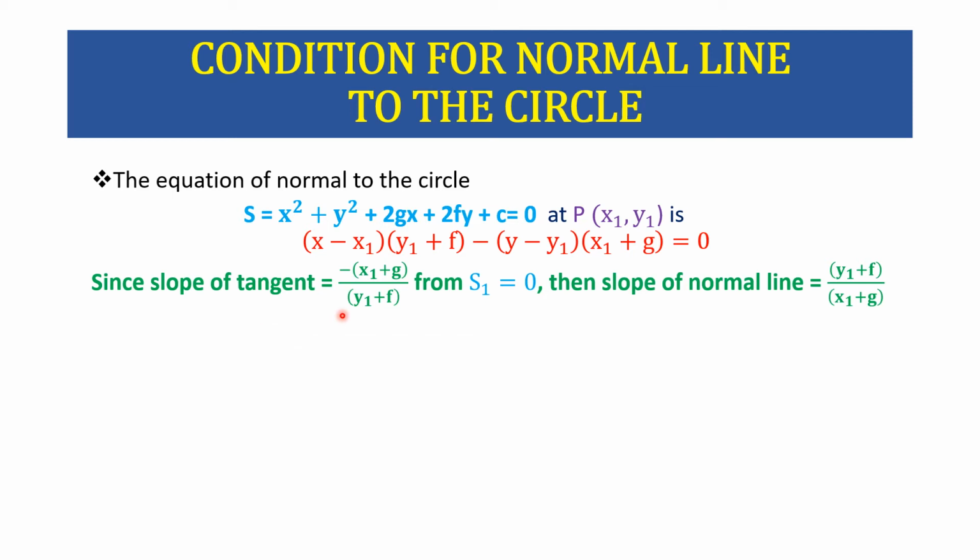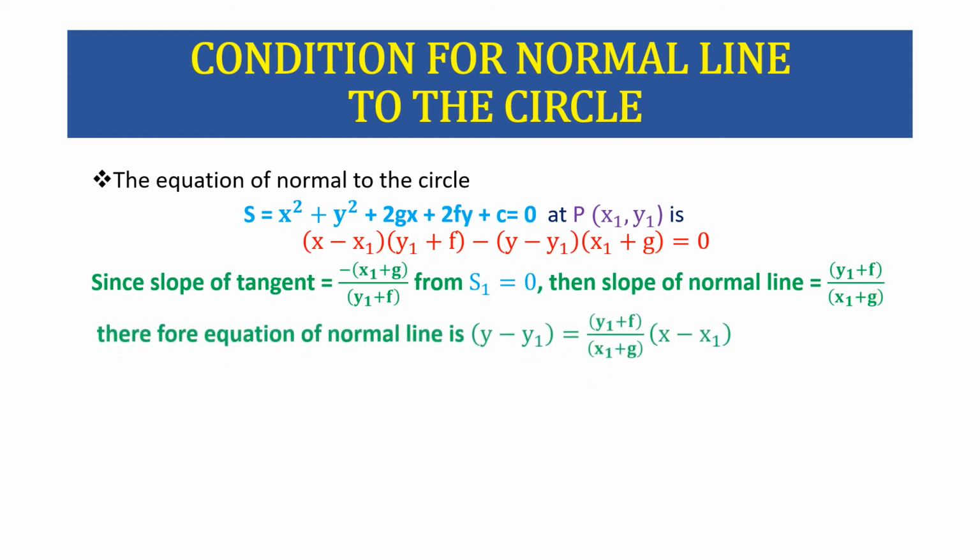Since the slope of tangent is minus of x1 plus g by y1 plus f, here this slope coming from S1 equal to 0. Now S1 equal 0 means xx1 plus yy1 plus g into x plus x1 plus f into y plus y1 plus c. Here the slope of tangent is minus of x coefficient by y coefficient, that is minus of x1 plus g by y1 plus f. So here always normal line perpendicular to tangent line. Therefore slope of normal equals minus 1 by minus of x1 plus g by y1 plus f. Simplify this, that is slope of normal is y1 plus f by x1 plus g.